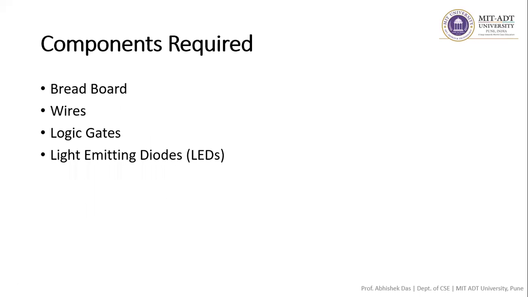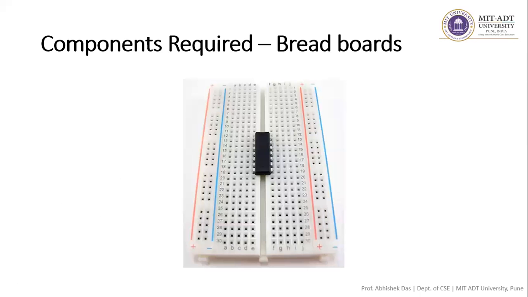Now I will show you the different components that are required for the implementation of any ICs. The first is the breadboard. This is how a breadboard looks, and this is how we have to place the IC in the breadboard. The middle portion is called the mid rib. So you'll have to place the ICs.